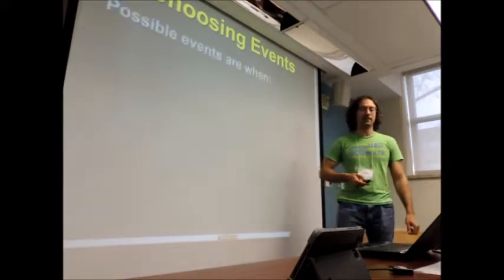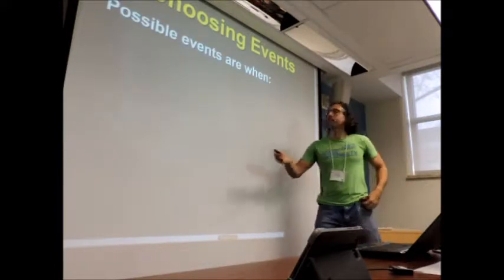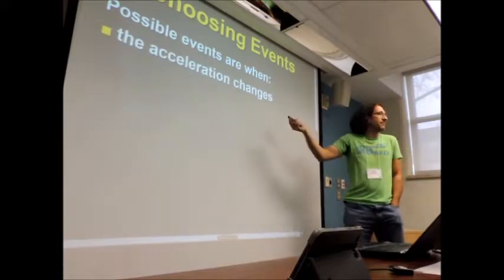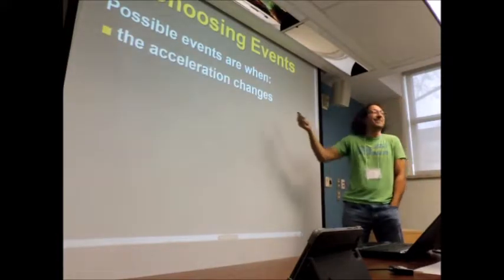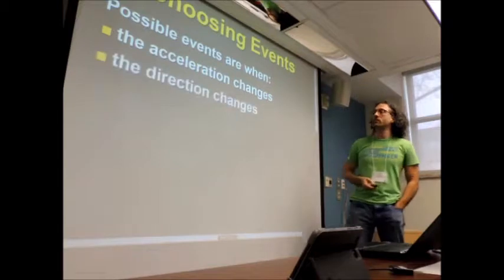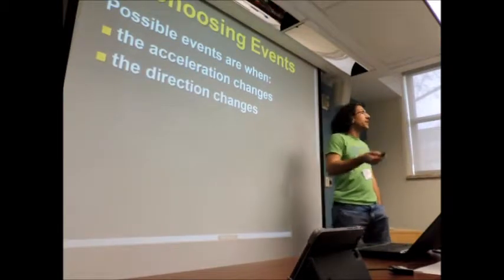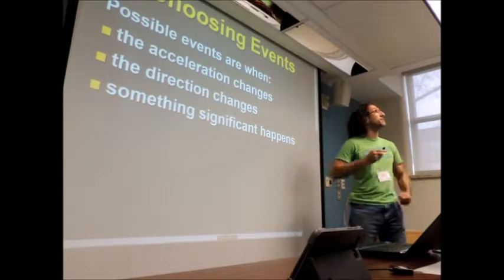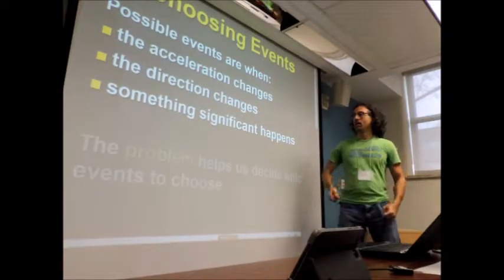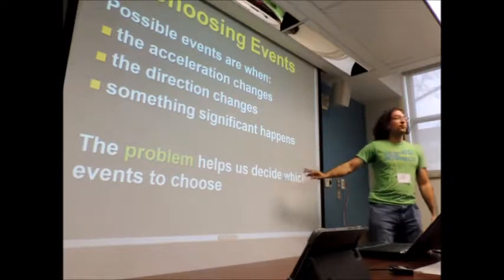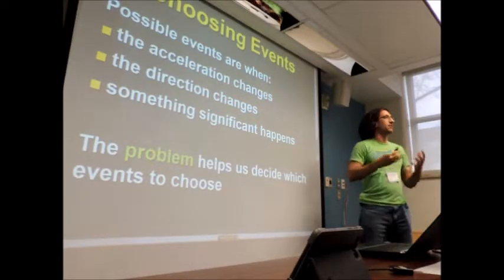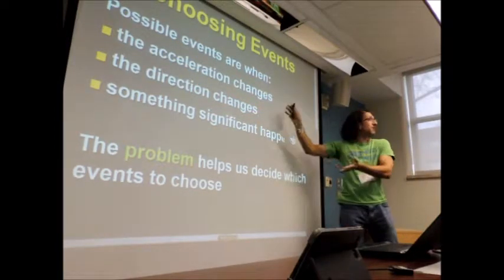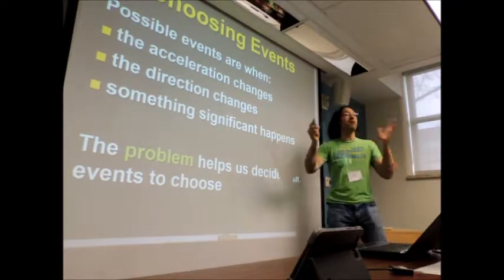What is an event? So, possible events are, we very commonly choose them when the acceleration of an object or a system changes. Perhaps when its direction changes, or something significant happens, right? The runner passes the finish line. And it's usually the problem, or whatever the scenario is, that helps us decide which are the relevant events, because there could be many, many of them.